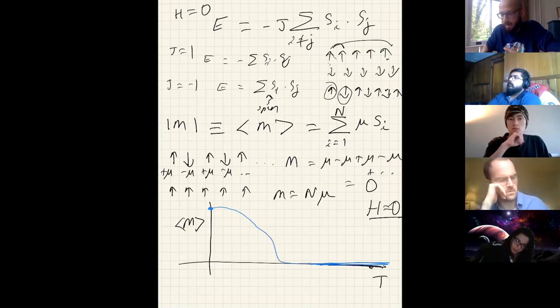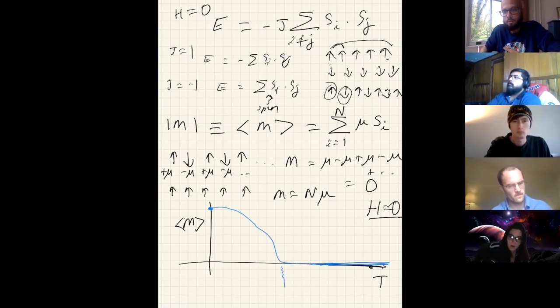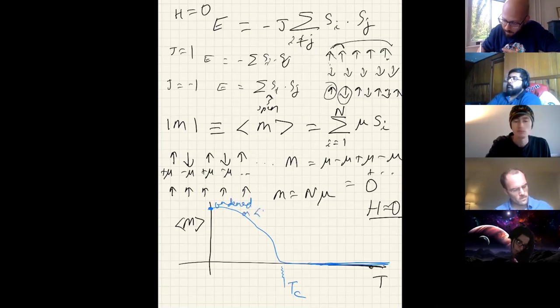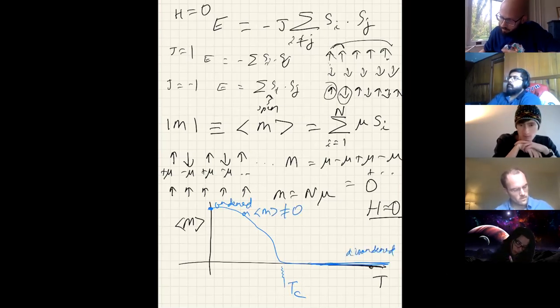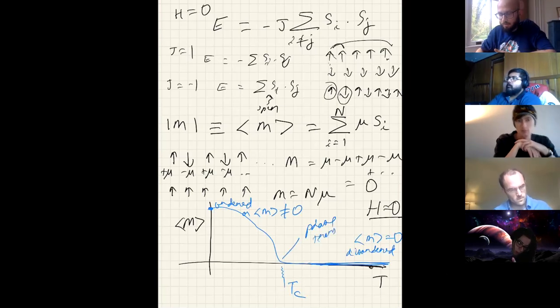So in general, this magnetization should go to 0 at some temperature, which is called the critical temperature. At a very low temperature, we expect things to be ordered, or magnetization not equal to 0. At a very high temperature, we expect things to be disordered, or the magnetization equal to 0. And this temperature is the temperature at which we say that a phase transition has occurred.